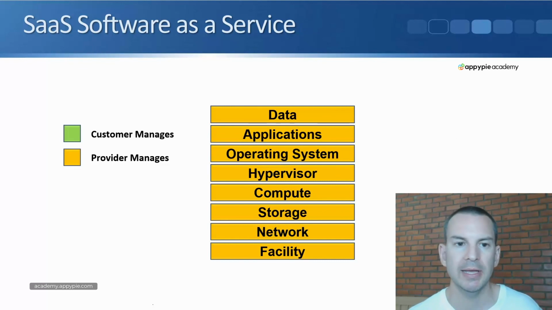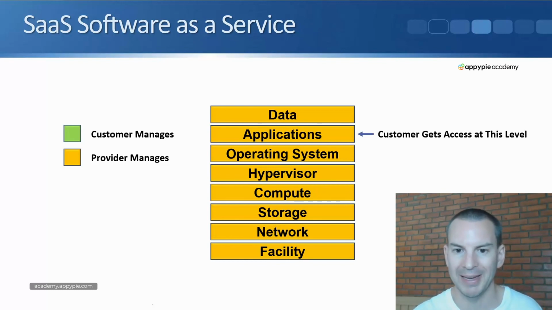The last model is software as a service. And with software as a service, the provider is going to manage everything from the facility up to the data level. What software as a service is cloud-based software. For example, Microsoft Office 365 or Salesforce, that kind of thing. So the customer is going to come in at the application level and they're going to use the application. Also, they can have their own data in there, but everything is going to be managed by the provider.